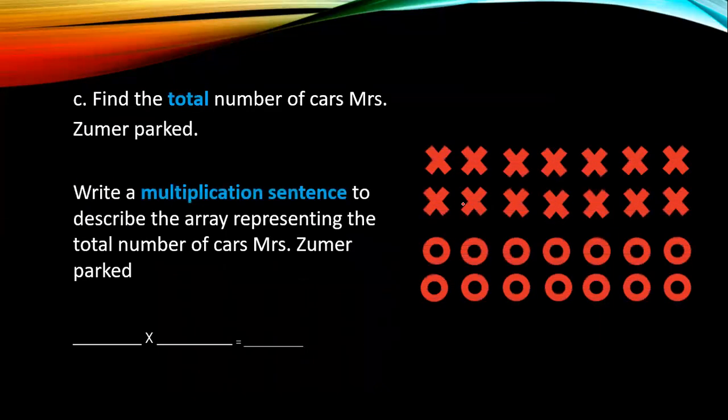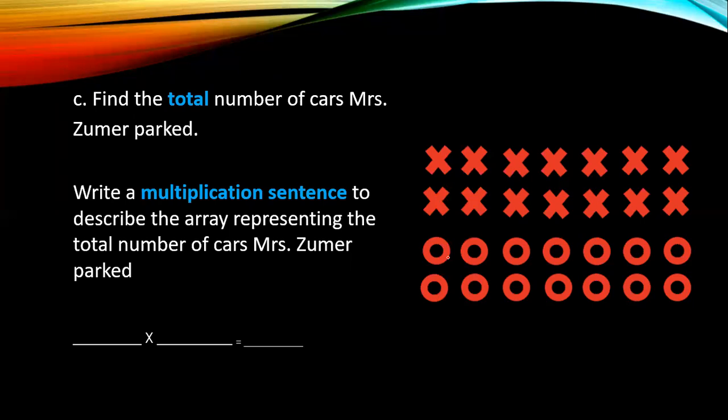Awesome. Now we're going to find the total number of cars Ms. Zoomer parked. When I say total, what strategy are you thinking that you could use to determine the total number of objects here in this array that we've made? Okay, I'm thinking we can count all of them.